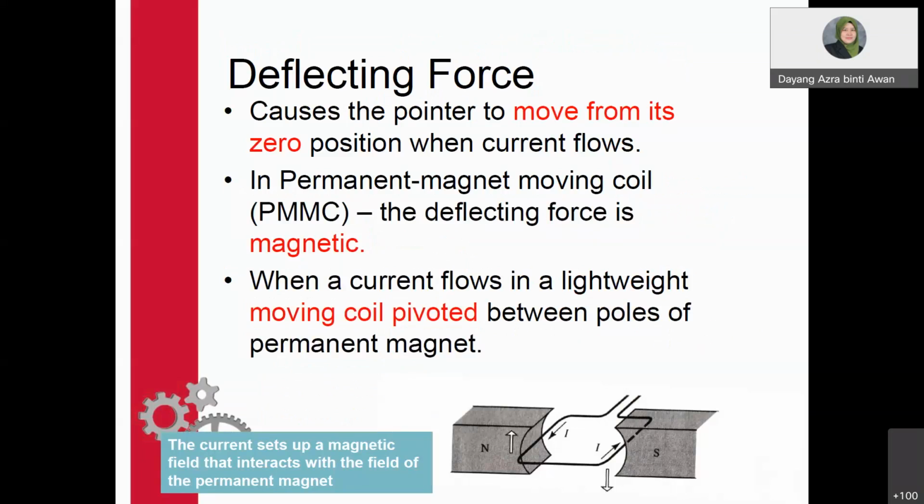This is how it looks for the deflecting force. Due to the electric and magnetic fields interacting between two different magnets, they provide a deflecting force to your instrument. It causes the pointer to move from its zero position. In the permanent magnet moving coil, the deflecting force is the magnetic force. When a current flows in a lightweight moving coil pivoted between the poles of a permanent magnet, this is why the deflecting force occurs in the instrument. The current sets up a magnetic field that interacts with the field of the permanent magnet.